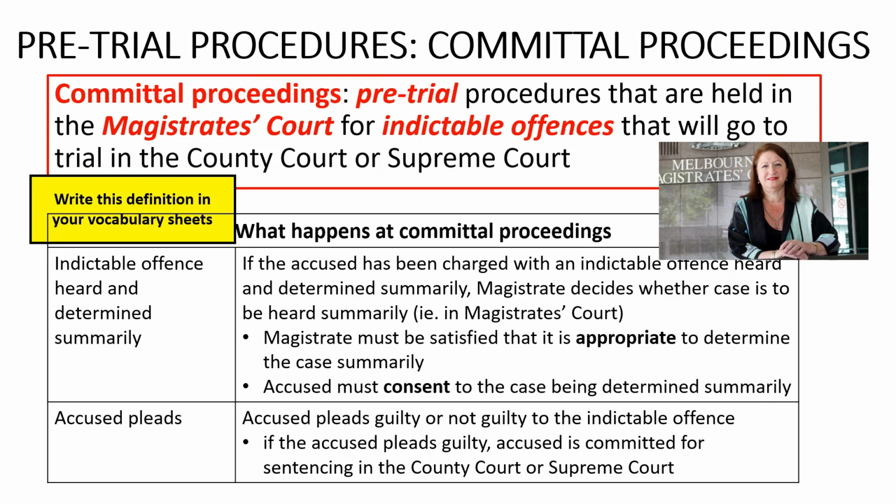The second important thing that happens in the committal proceedings is that the accused pleads either guilty or not guilty to the charges against them. If the accused pleads guilty to the indictable offence, then there is no trial, because the accused has pleaded guilty, and so the magistrate sends the accused straight to sentencing by a judge in the county court or the Supreme Court. The technical term for this is that the magistrate commits the accused for sentencing.